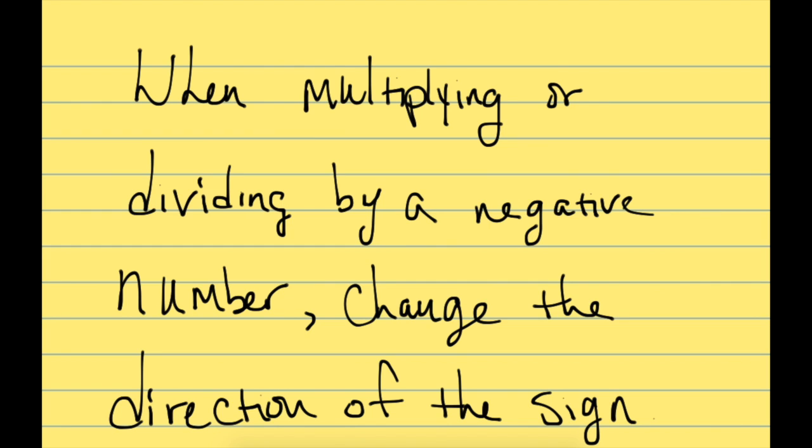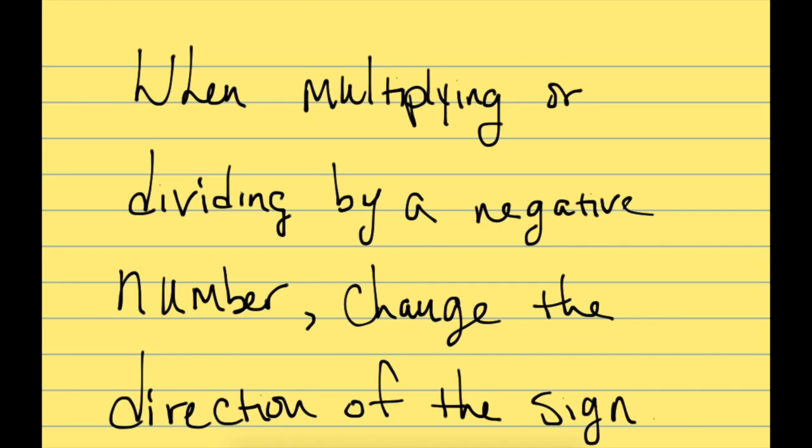When multiplying or dividing by a negative number, change the direction of the sign. So if it was less than, you make it greater than. If it was greater than, you make it less than. If it was less than or equal to, you make it greater than or equal to. You just turn it around. The equal sign, or the lack of, stays the same. You just switch the direction.